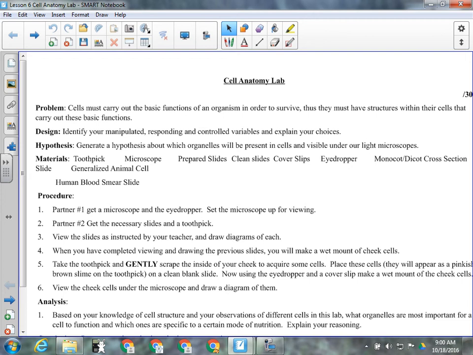Design, manipulated, responding, controlled variables. We are looking at today 3 different cells. They're coming from different organisms, because we're looking at a plant cell, we're looking at a generalized animal cell, and we're looking at one of your cells.